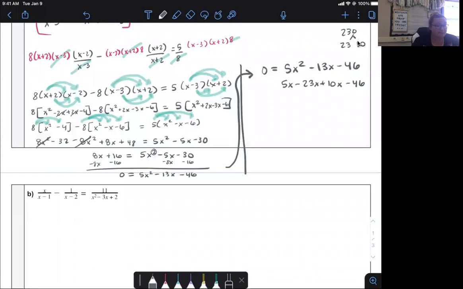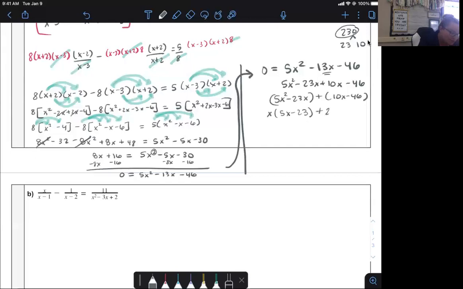So I think this thing can be factored. Let's see. So I took 5 times 46, which is 230. 23 and 10 are factors of 230 that add or subtract to give us 13. So if I do negative 23x plus 10x, I would end up with negative 13x in the middle. So I'm going to have (5x squared minus 23x) in parentheses, (10x minus 46) in parentheses. I can factor out an x, so that should be an x squared, my bad. I'm going to end up with 5x minus 23.